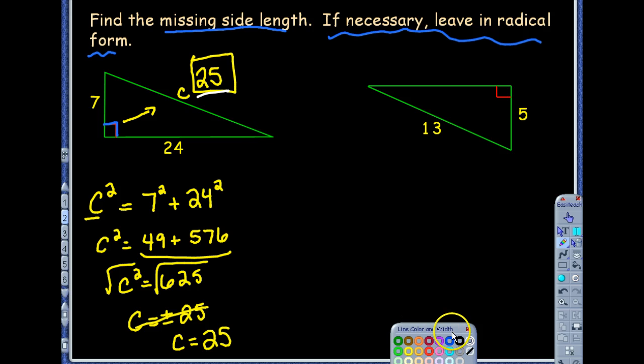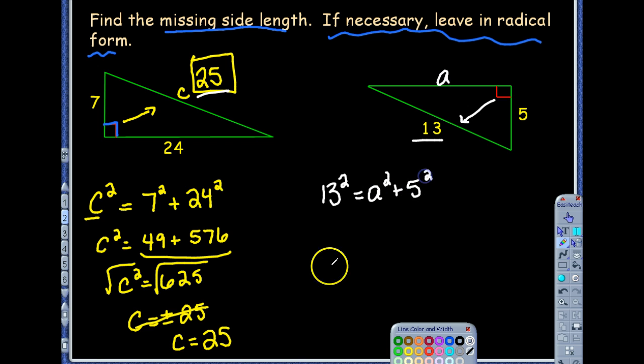Okay, next triangle. Let's identify where's our hypotenuse. The hypotenuse is the 13 this time. Right. So that's what I want to start with. That's going to be your C squared. So 13 squared equals, let's say A squared. A is the missing, so A squared plus 5 squared. Okay? So 169 equals A squared plus 25.